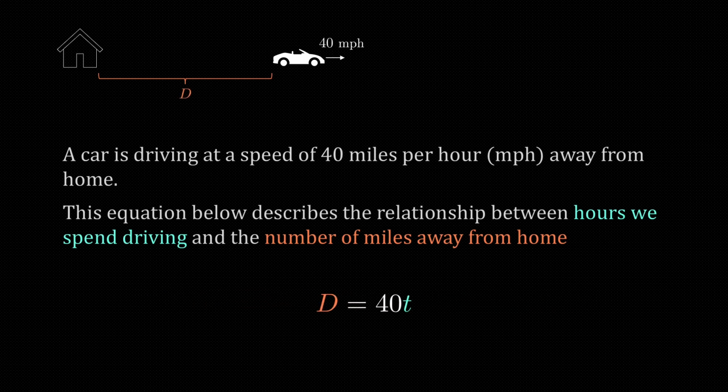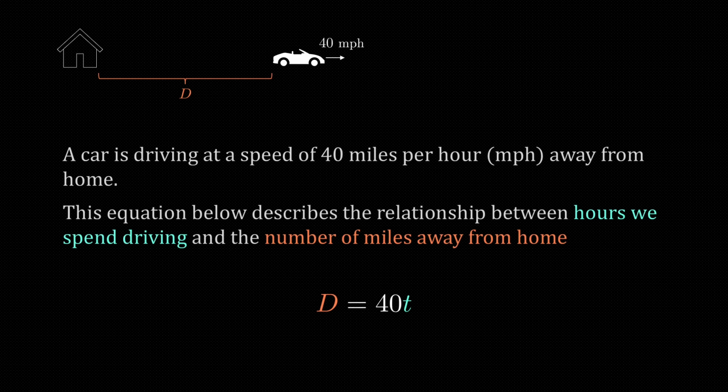Let's let d represent the distance from home and let t represent the time, that is the number of hours we spend driving. It's still a pretty familiar concept at the core, it's just now we're speaking about it in the language of math, as an equation containing variables. And side note, I choose not to write the times symbol between 40 and t, but just know that putting them together like that means multiplication.